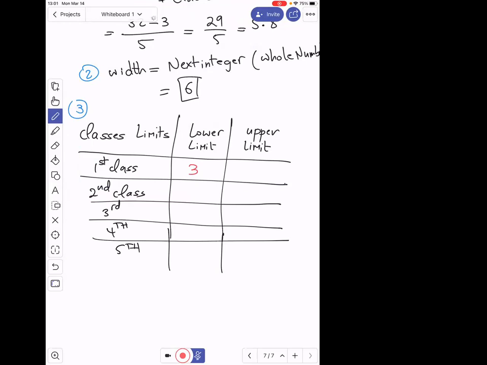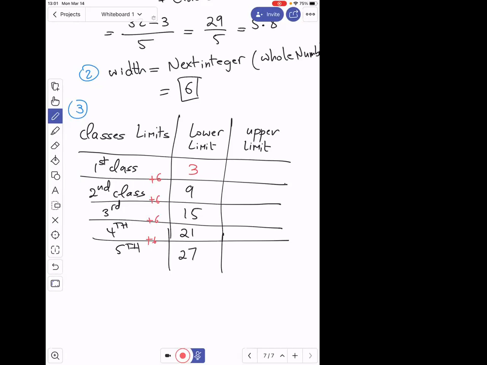So that will be the lower limit of my first class, right? Now, for the lower limit of the second class, we add the width, right? That's 3 plus 6. So we're going to have plus 6, plus 6, plus 6, plus 6. So 3 plus 6 is 9. 9 plus 6 is 15, plus 6 is 21, plus 6 is 27.